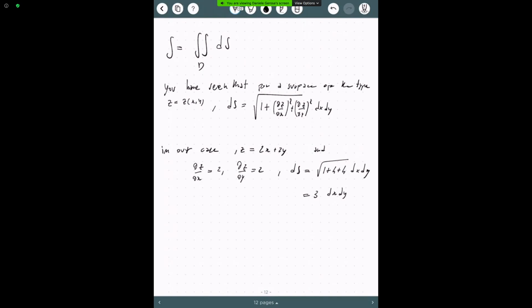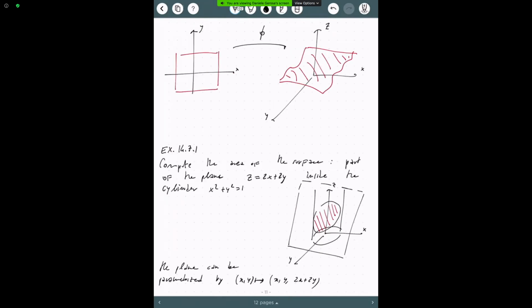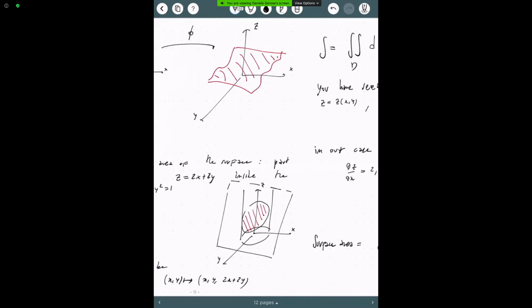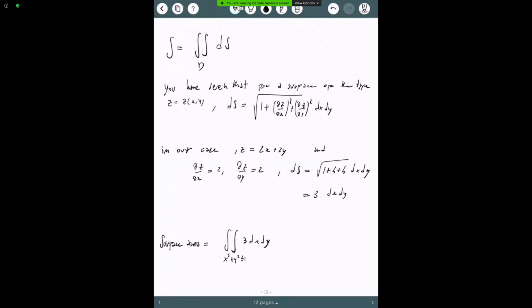So our integral, the surface area, is going to be the double integral of 3 dx dy, because dS is equal to 3 dx dy. What's the domain? Well, the domain is simply the projection on the xy plane of the intersection between our plane and the cylinder. That's going to be the disk of radius 1. And then this is super easy. You have 3 times, well, I don't even write the double integral, that's pi. Yes, so this is the simplest example that you can have, essentially, because you don't have any dependence on x and y in the dS, so everything is constant.